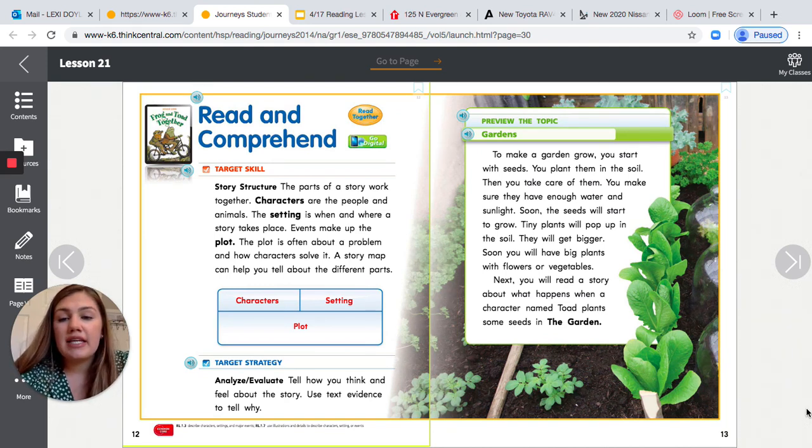The plot is a problem and a solution in a story. So, pretty much every story we've ever read, there's probably some sort of problem that your characters are trying to solve in the story.